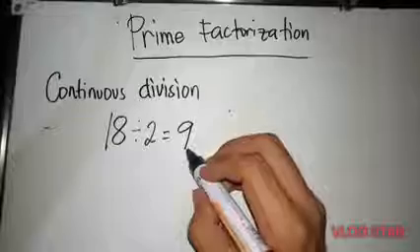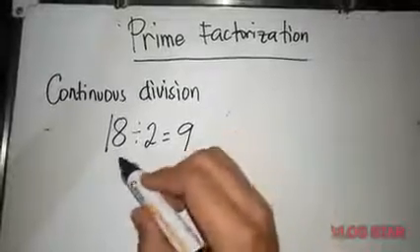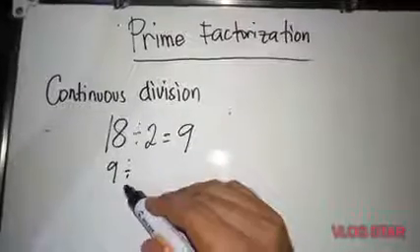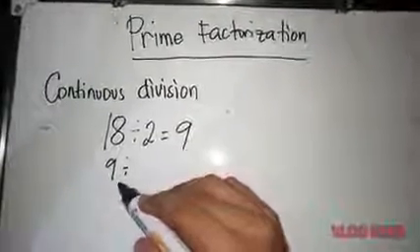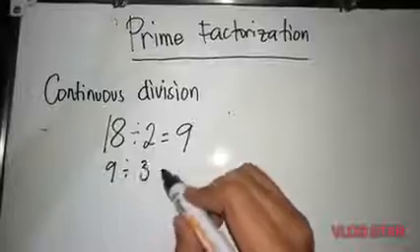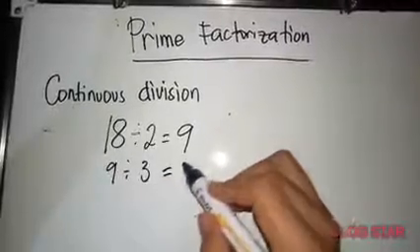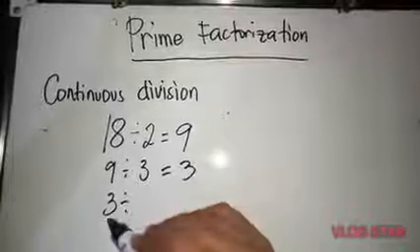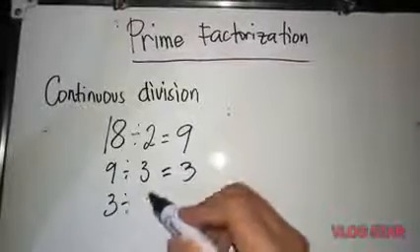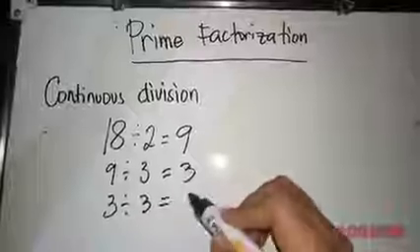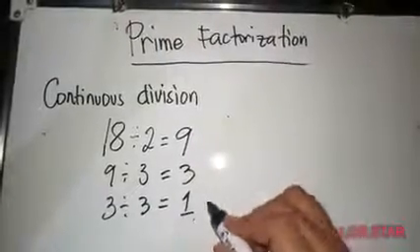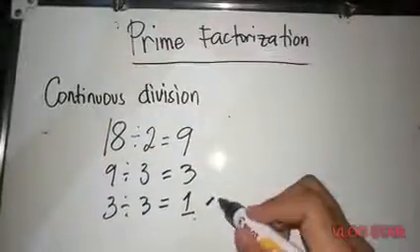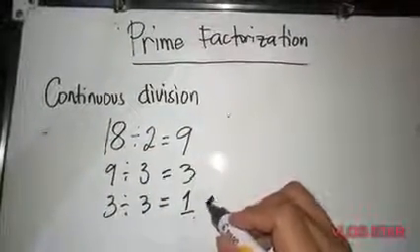Next, use the quotient as the dividend. Then think of a prime divisor of 9. So 3. 9 divided by 3 is 3. Since 3 is a prime number, we can divide it by itself to get 1. We should end with 1. In using continuous division, your last quotient must be 1.